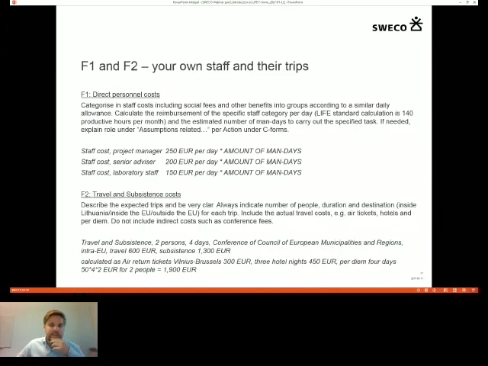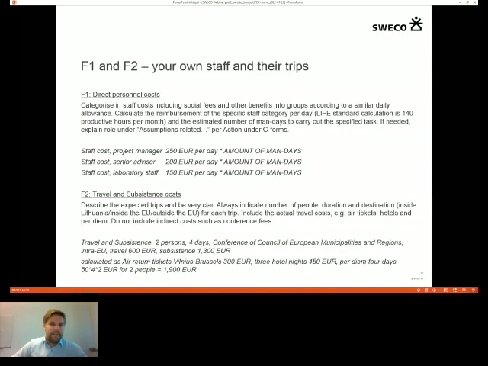The senior advisor also could be useful in some. He has a slightly lower day reimbursement, 200 euros per day, and then you multiply that by the amount of man days. And there is also the laboratory staff for the PhD student that only has 150 euros per day. Then you also take this amount of man days. This one is quite straightforward, I think.